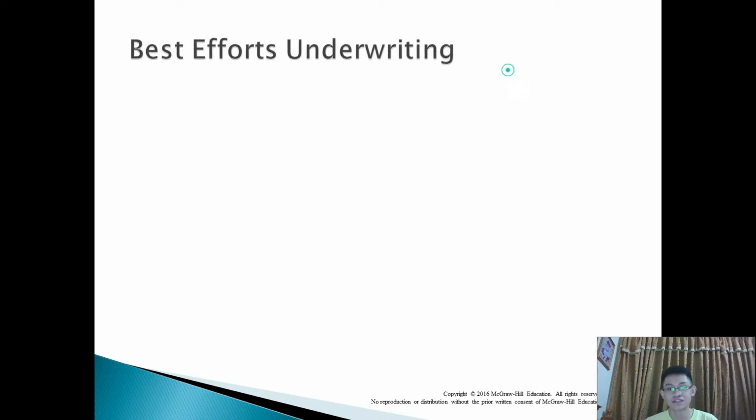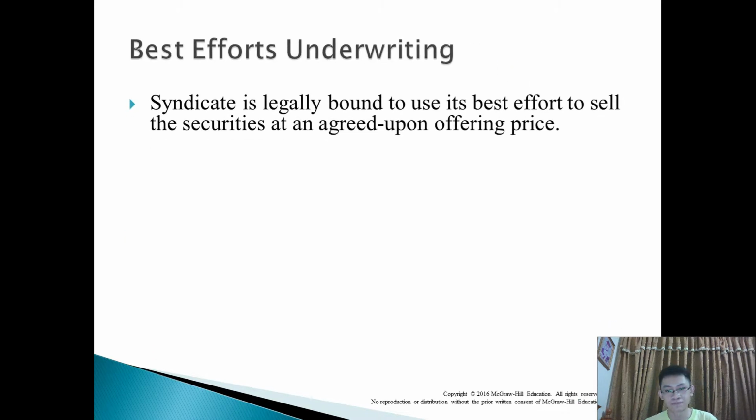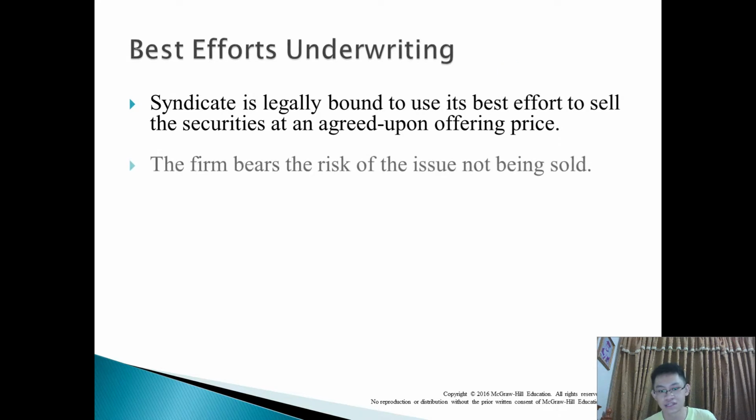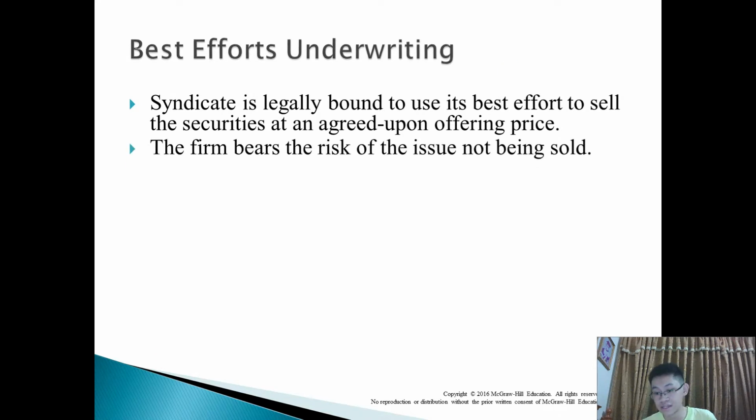The second method is best effort underwriting. In this case, the syndicate is legally bound to use its best effort to sell the securities at an agreed upon offering price. In this case, the firm is the one who bears the risk of the issue not being sold, while the syndicate avoids this risk because they don't purchase these shares. They only act as an agent for the firm.